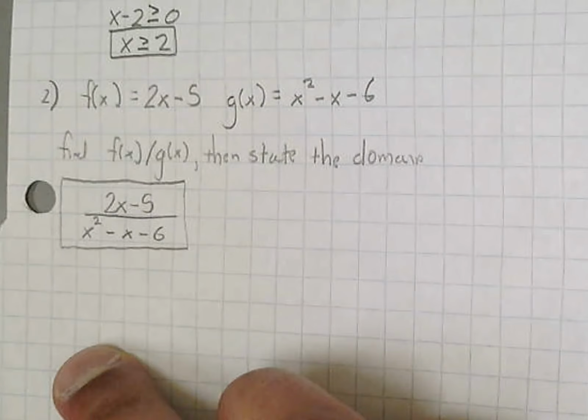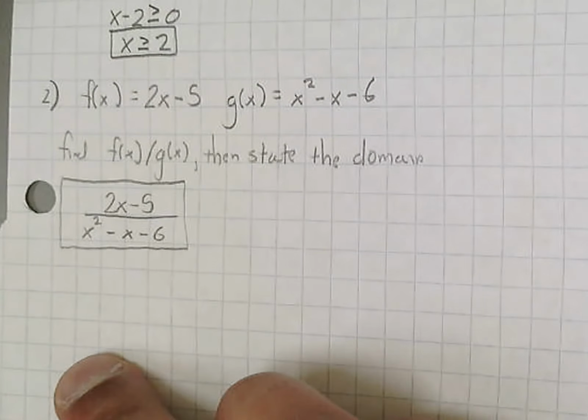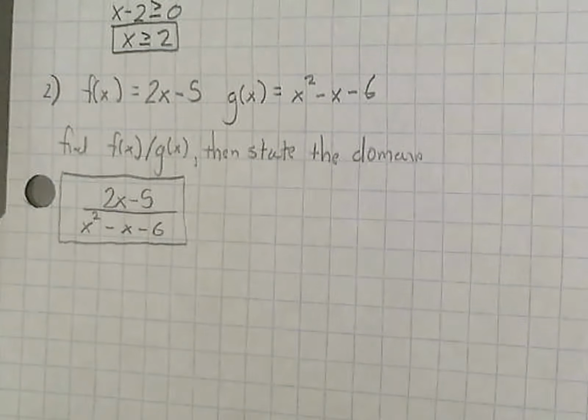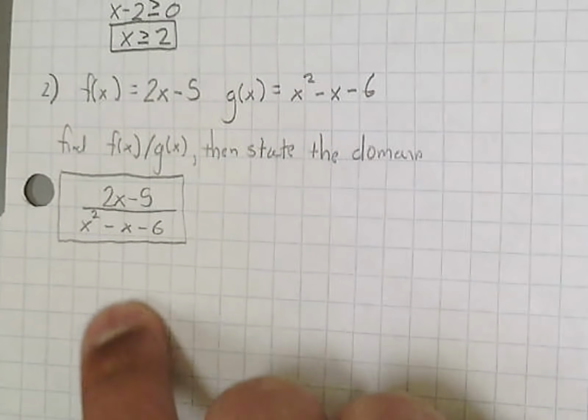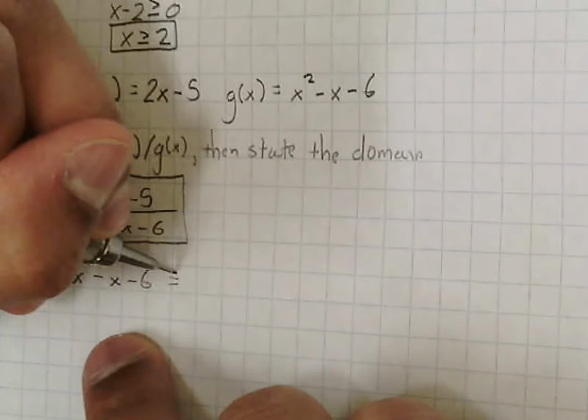I would simplify this if I could, meaning if there was a common factor between the numerator and denominator, I would factor it out and cancel. But there isn't. So that's f of x divided by g of x. Now let's find the domain. Now we noticed in the last problem, one way that we would get an undefined answer is if we take the square root of a negative. The second way you must remember for there to be an undefined answer is if you ever divide by 0, right? Division by 0 is undefined. So we can plug in any x value we want here, except if the denominator is equal to 0.